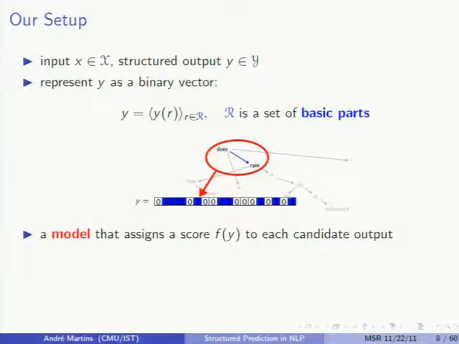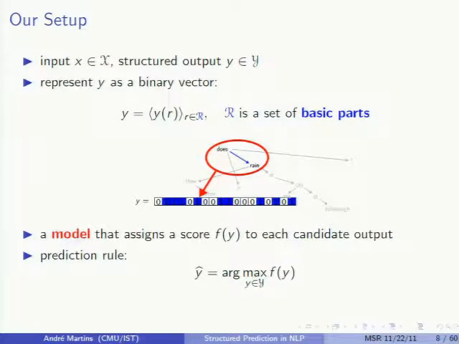Yeah, exactly. So we start with a complete graph connecting all the words, and you will have a linear number of ones here. Okay, so we suppose that you have some model that gives a score to each parse tree, and the goal is to predict by finding the parse tree that maximizes this score. The scores that I'm going to talk about here are going to be linear scores, a linear function of parameters and features.